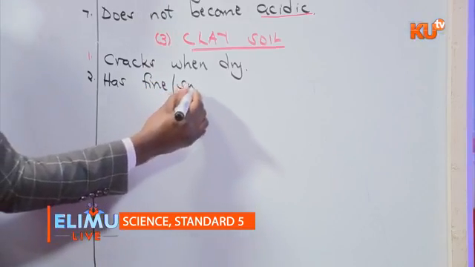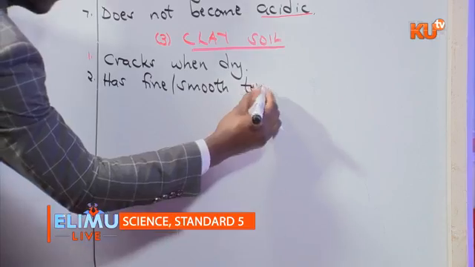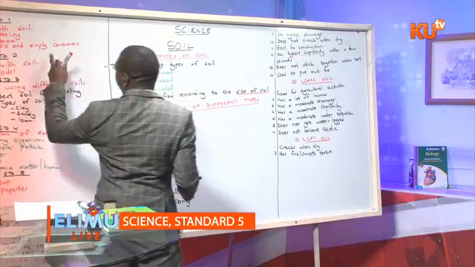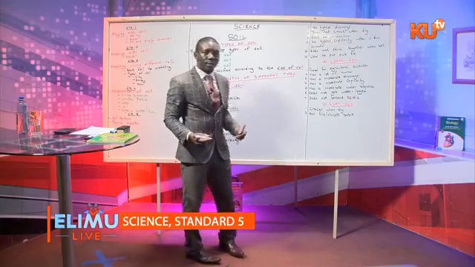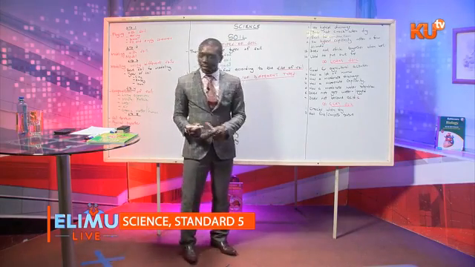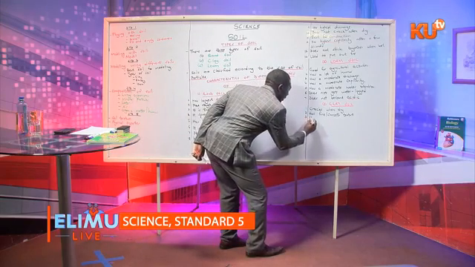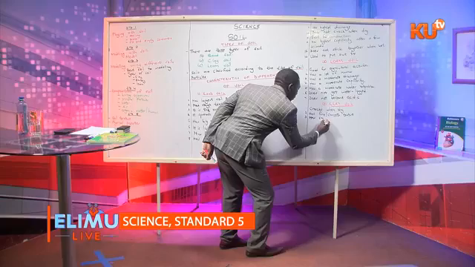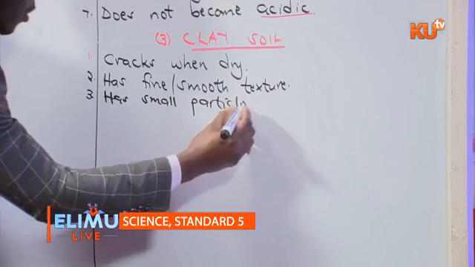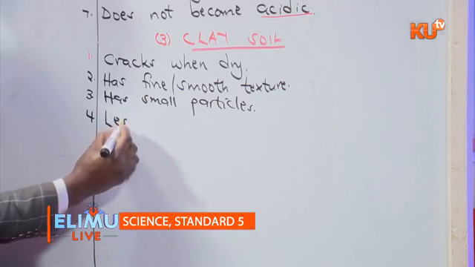The other name for fine is smooth, so it has fine or smooth texture. Texture in standard 1 is the roughness or smoothness of soil. Number 3, it has small particles. And because it has small particles, it means that it is less porous.